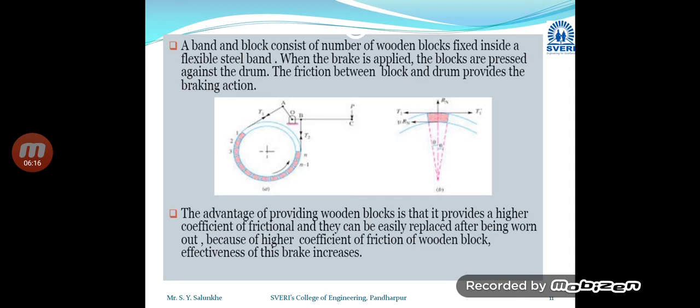When the brake is applied, the blocks are pressed against the drum. The friction between the block and drum pivoted creates the braking action. Now the advantage of these pivoting wooden blocks is that they provide a higher coefficient of friction, and they can be easily replaced after wearing. That is, when the blocks wear out, they can easily be replaced.